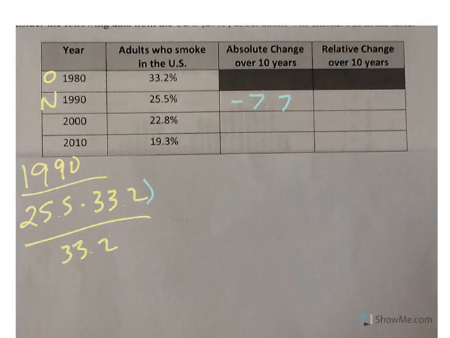So it decreased by 7.7 percentage points. And then when I divide by 33.2, I get negative 23.2%.